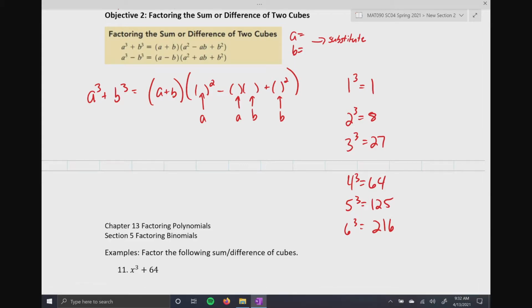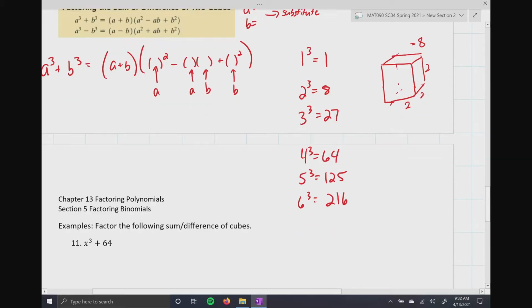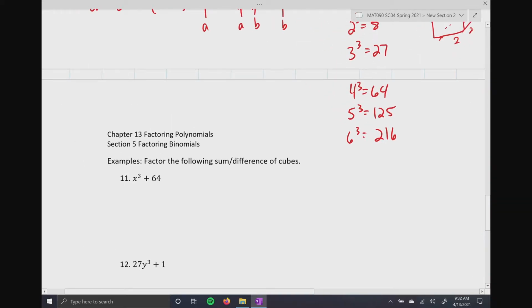Sometimes we say 1 cubed, 2 cubed, 3 cubed, and so forth, because if we actually draw the shape, it's an actual cube that you're creating, where the length, the width, and the height are all the same exact number. Okay? So that's why sometimes we say cubed. It's because it represents a cube, which is its shape. So here we go. X to the third plus 64.